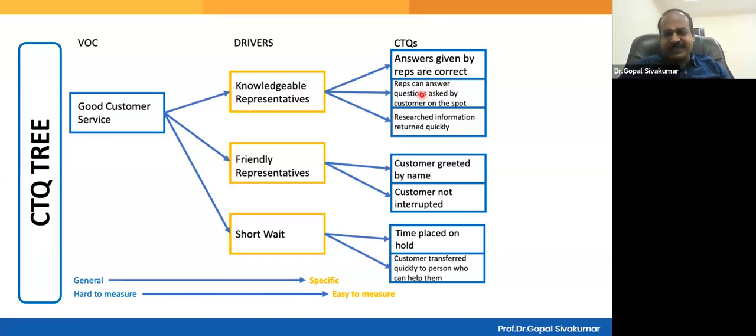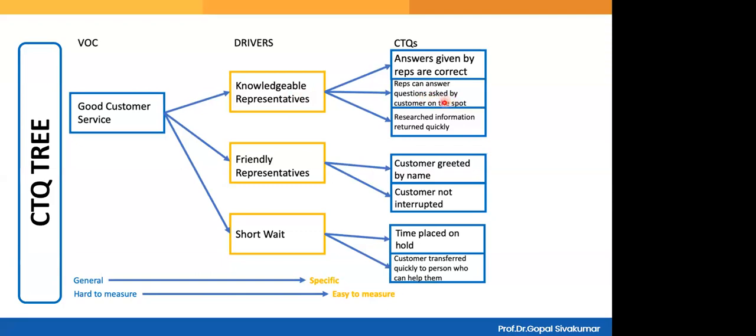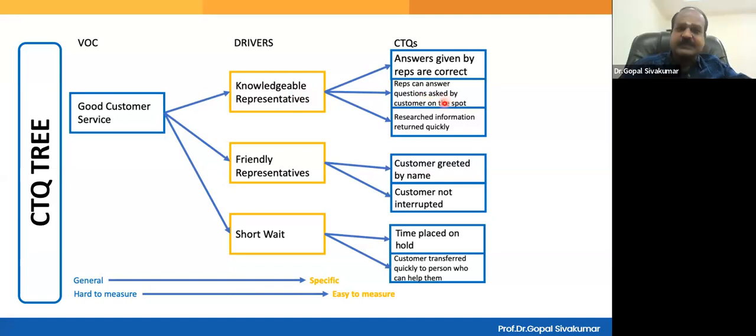So next question, the representative can answer the question asked by the customer on the spot. Every question asked within the call, an answer is given. And suppose the answer is not available, the same representative immediately searches for the information, maybe in the system or from another source, and returns the answer quickly. If all these three situations are fulfilled, the customer will say your representatives are knowledgeable. Am I right? Yes, sir.